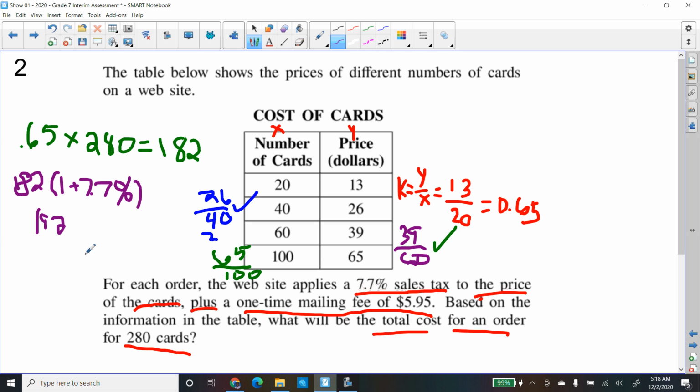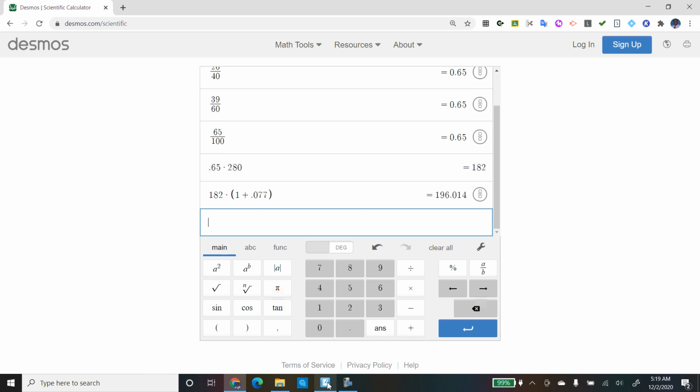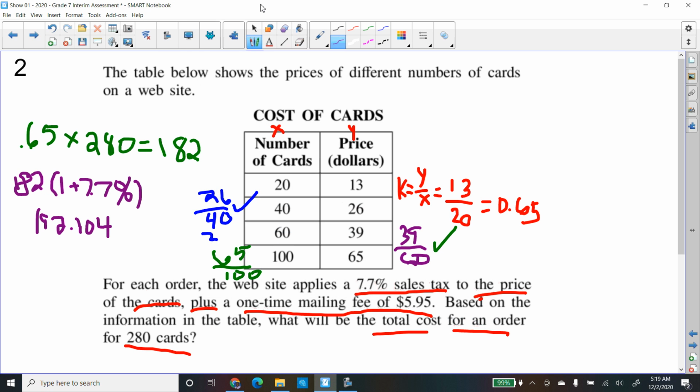196, I think it's 0.0104 for the cards. All right, I think I wrote that right. 196, sorry. So 196. So let's erase that. 196.104. So that's how much I would have to pay.